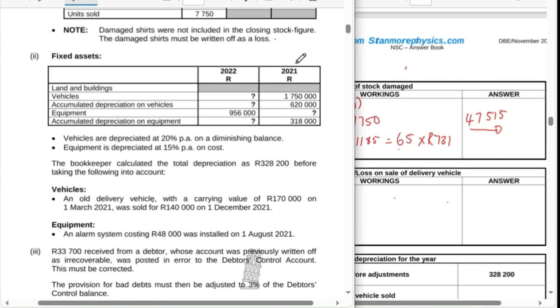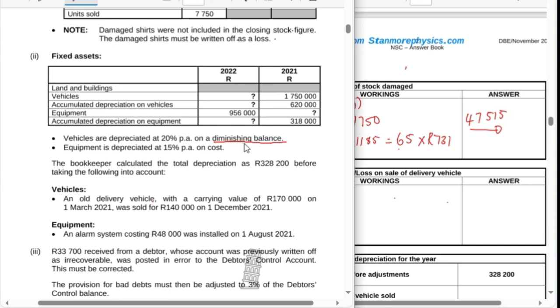We see vehicle opening 2021, closing 2022. We have land and building, vehicle, accumulated depreciation on vehicle, equipment, as well as accumulated depreciation on equipment. And then it says vehicles are depreciated at 20% per annum on diminishing balance method. So guys, we need to note that vehicle depreciates on what? On the diminishing balance method.